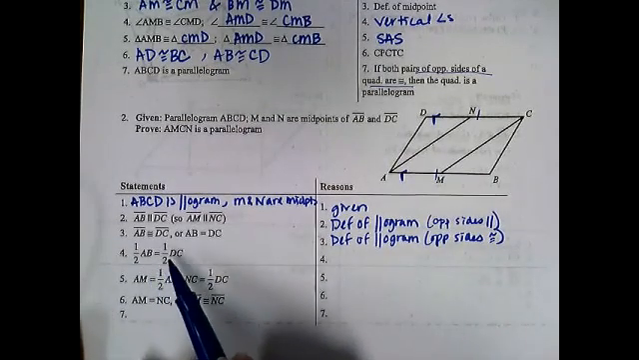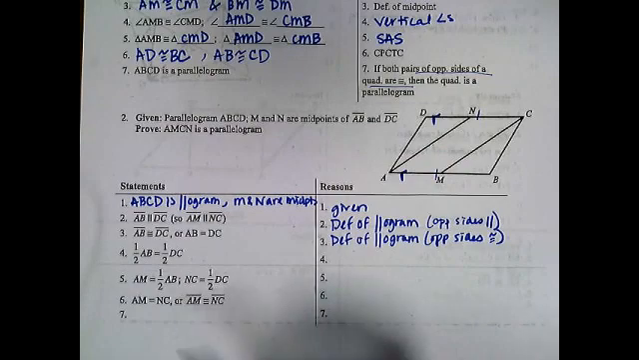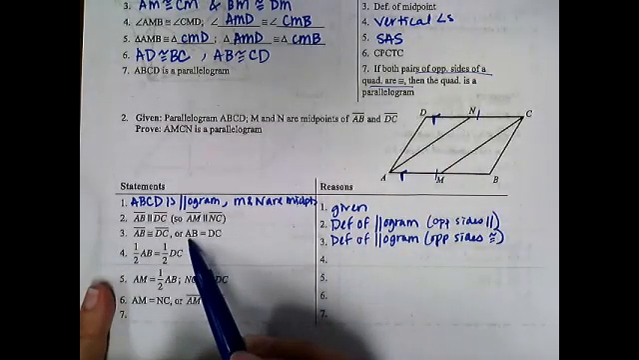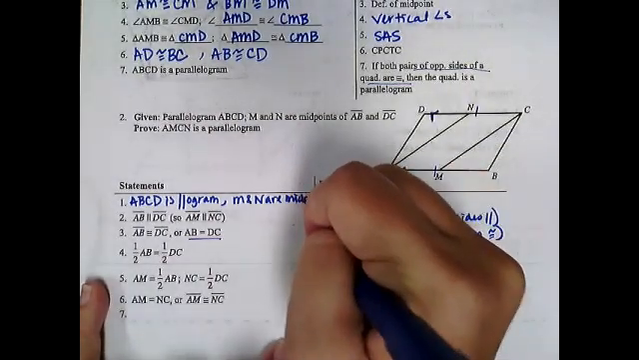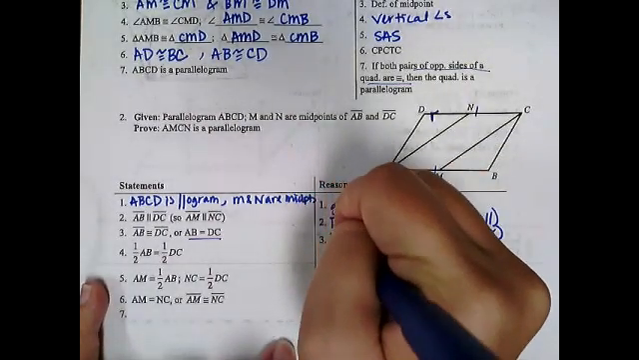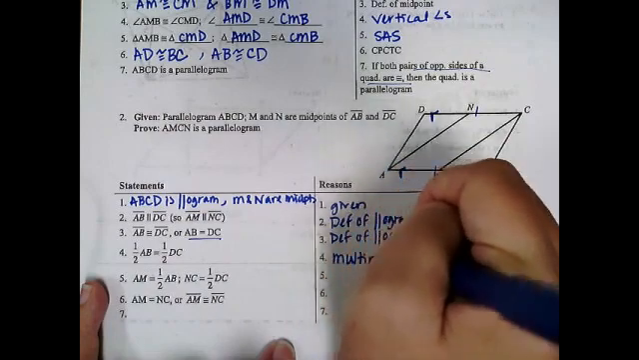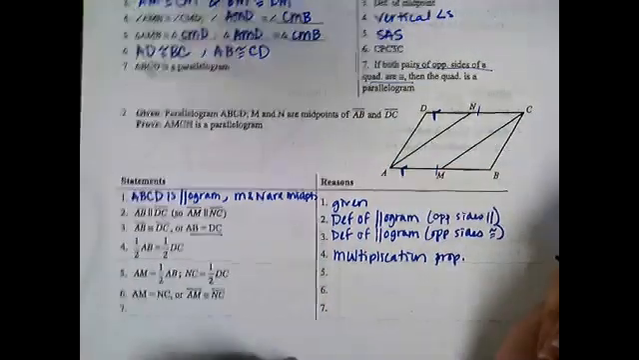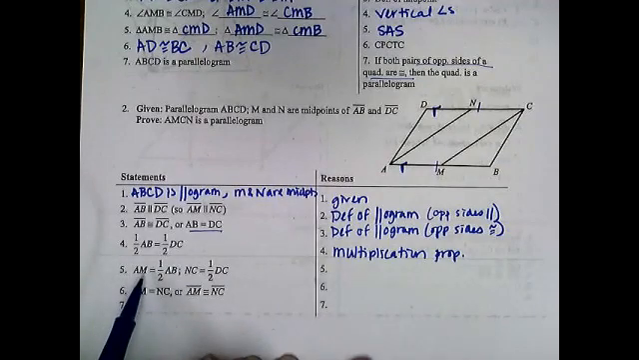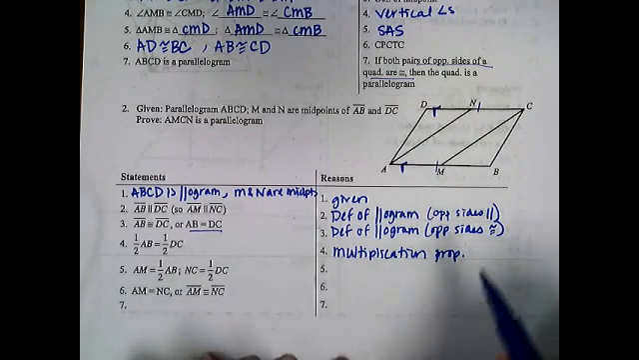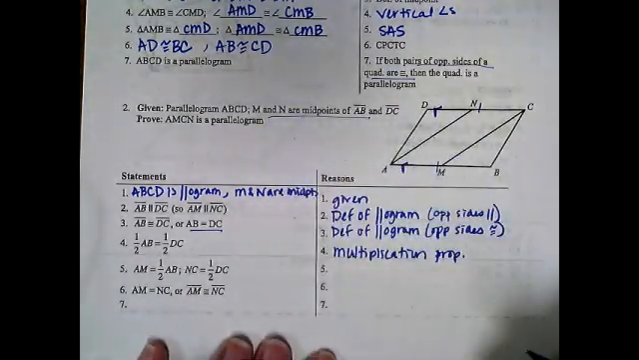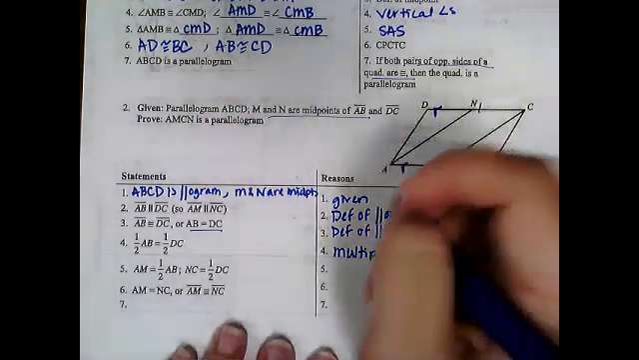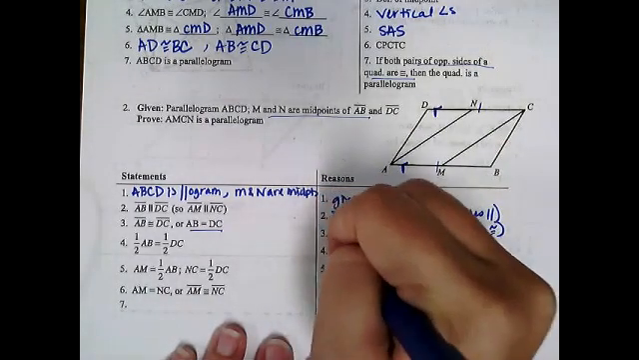So half AB equals half DC. This is just the multiplication property. If AB equals DC, if you multiply both of them by the same thing, then it's still equal. AM is going to be half of AB and NC is half of DC. That is because it tells you that it's a midpoint. Midpoint cuts it into two halves or two congruent pieces. So this is by definition of midpoint.